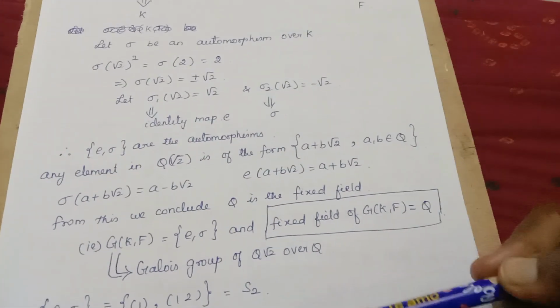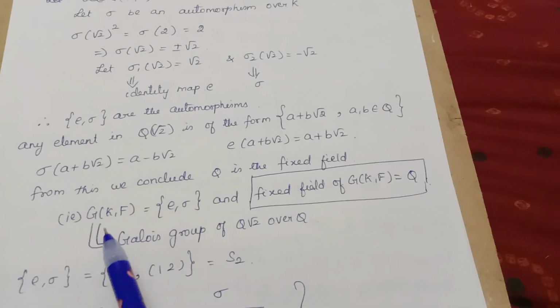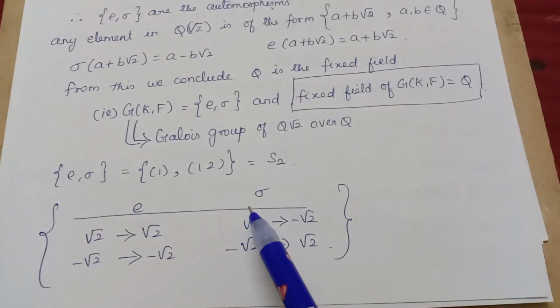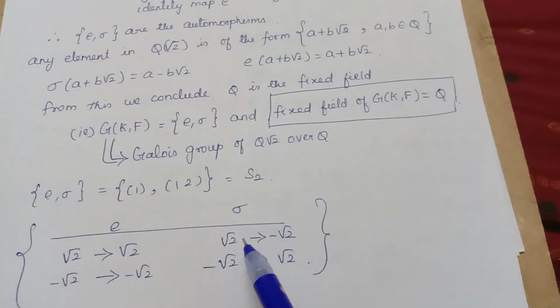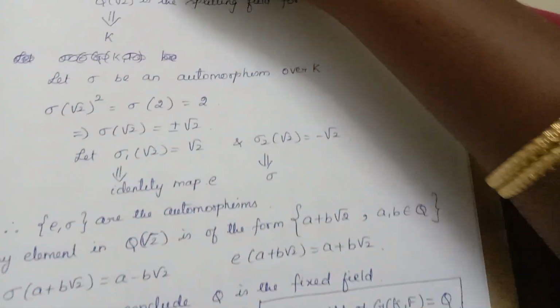So totally what we have seen here: how to find the Galois group, how to find the fixed field of the Galois group, and how to correlate it with the permutation group. I hope you understand. This is the simplest problem. Next, one more problem, let's see.